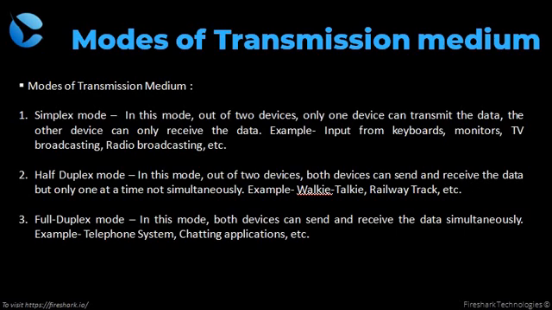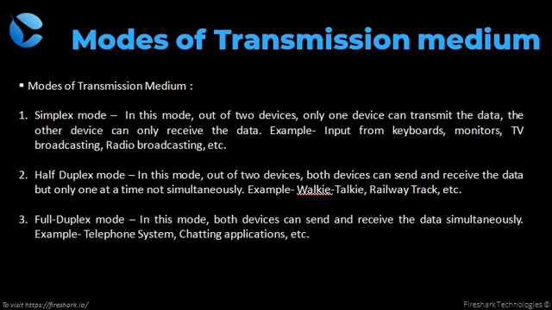It is of three types. First, simplex. Second, half duplex. Third, full duplex. Simplex mode. In this mode, out of two devices, only one device can transmit the data. The other device can only receive the data. For example, input from keyboard, monitors, TV broadcasting, radio broadcasting, etc.